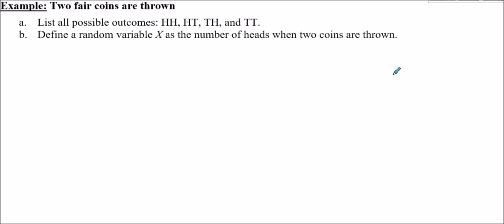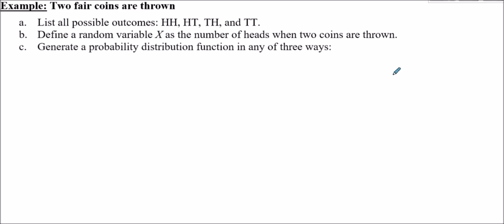B, define a random variable X as the number of heads when 2 coins are thrown. And C, generate what's called a probability distribution function in any of 3 ways. So what is a probability distribution function? It is, in essence, a way of illustrating the outcomes. So the main ways of doing it are as follows.